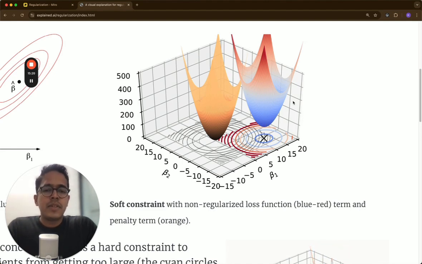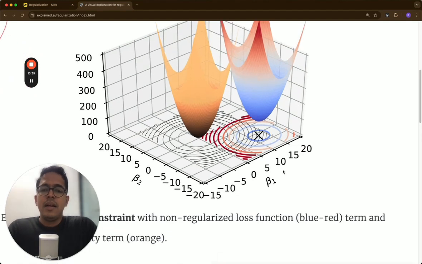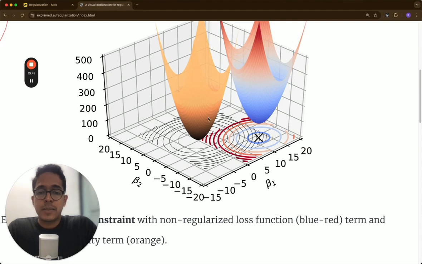Here, the minima of this function, which is the minima of the original loss function, happens at beta 1 equal to like 12 and beta 2 equal to something like minus 12, right? So that is where the minima of this function happens, and those beta 1, beta 2 pairs are shown by this black cross shape. Similarly, the penalty term corresponding to ridge, which will be of the form lambda times x square plus y square, here will be lambda times beta 1 square plus beta 2 square, will have its minima when beta 1 equal to 0 and beta 2 equal to 0. So here you can see that the center of these concentric circles is at 0, 0.